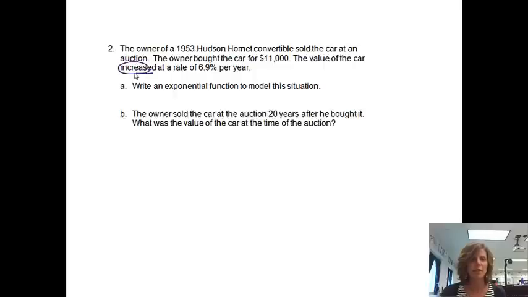So if it increased, it went up. So we know we're going to have growth. All right, we know it's an exponential situation because it's increasing by the same amount every year. We know that we're going to start with y equals a times b to the x. And the initial amount, the a, would be the starting amount, which is going to be 11,000. So this is going to be y equals 11,000 times. Now, if we want it to grow, first of all, 6.9% as a decimal would be 0.069.